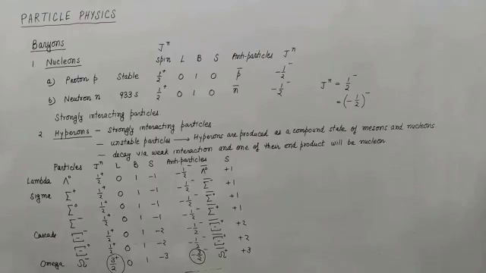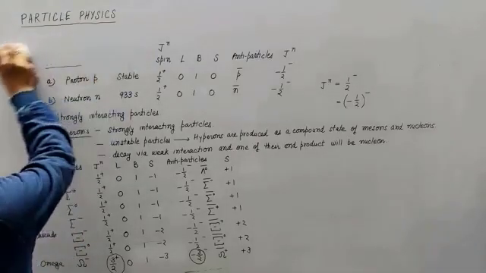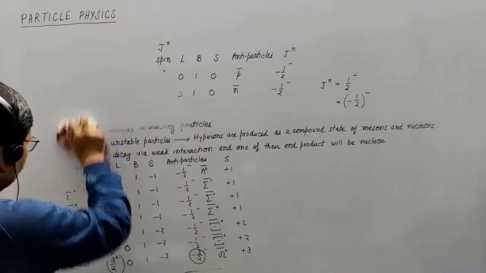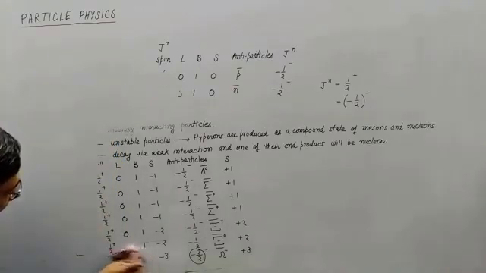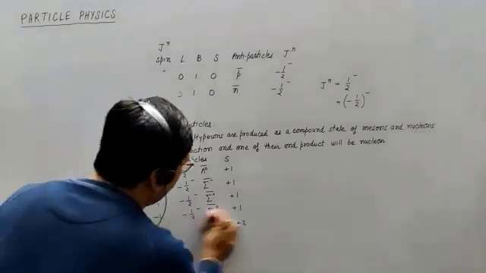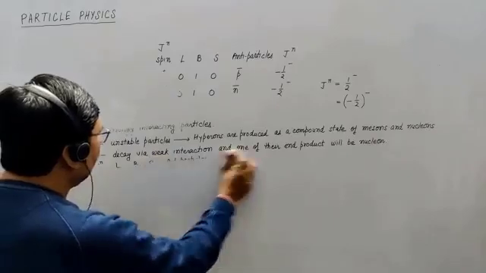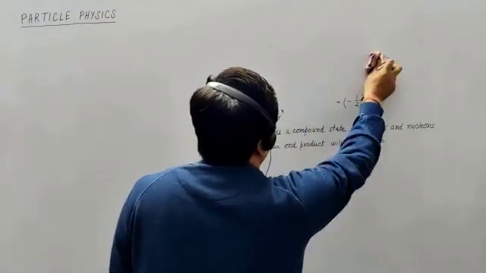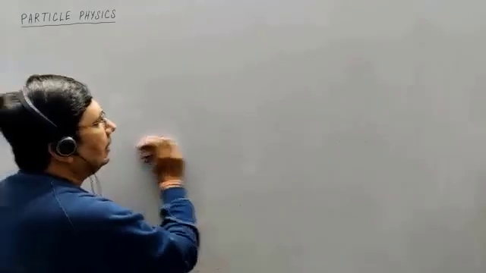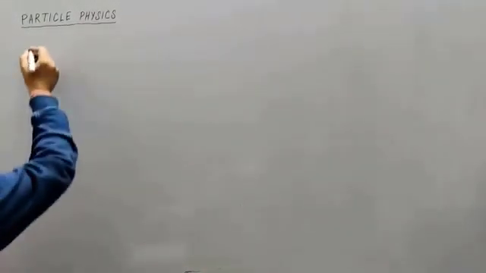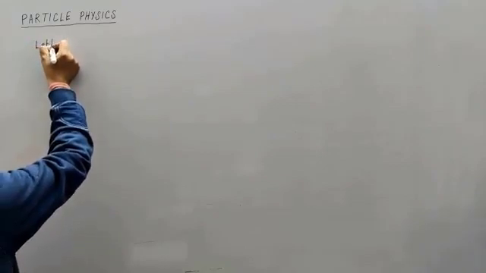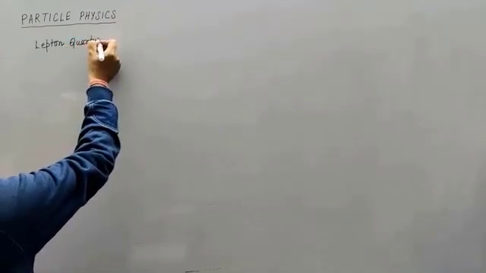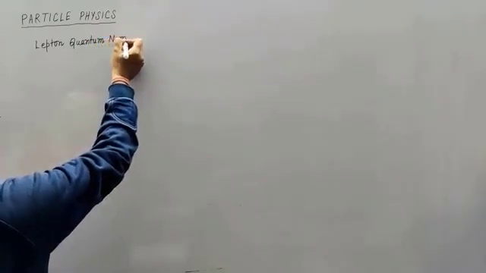Now come to quantum numbers, which will be very useful when we decide the type of interaction. If we want to decide the type of interaction, then we have to take the help of conservation laws, and many of the conservation laws are based on these quantum numbers. So the first quantum number I want to mention is the lepton quantum number.